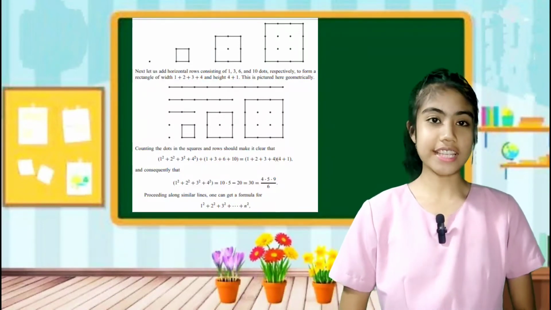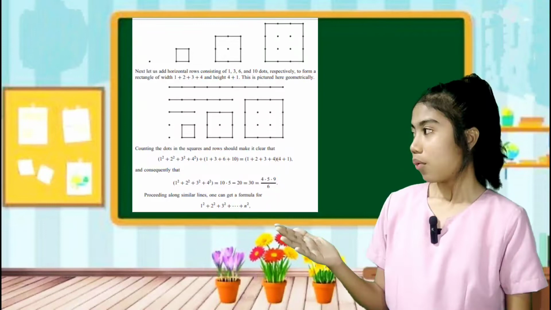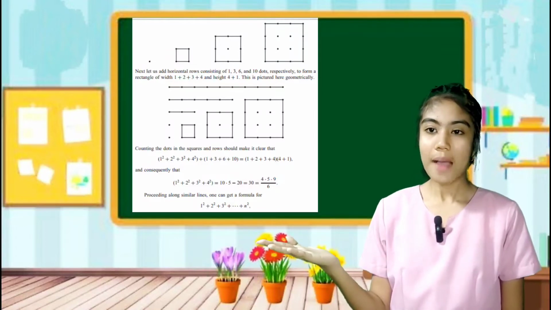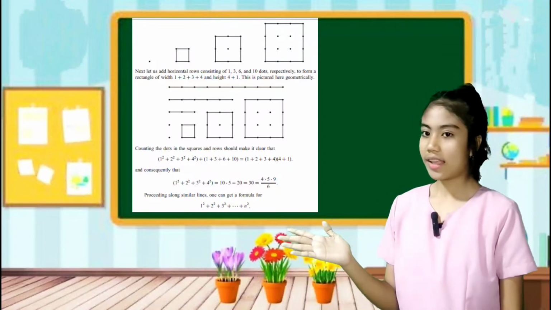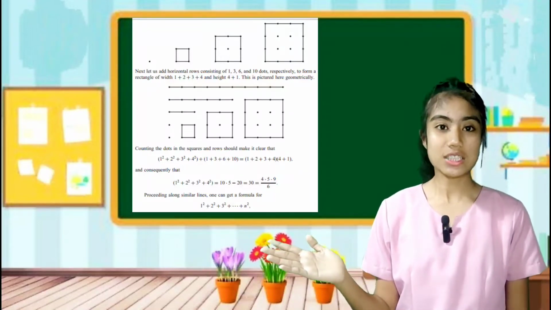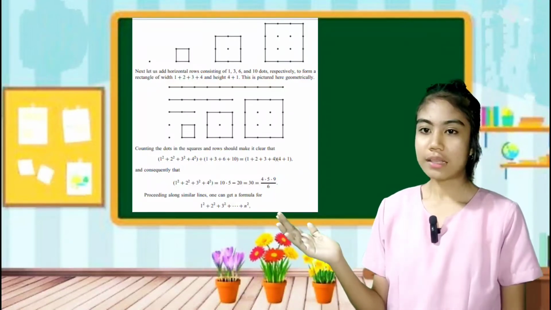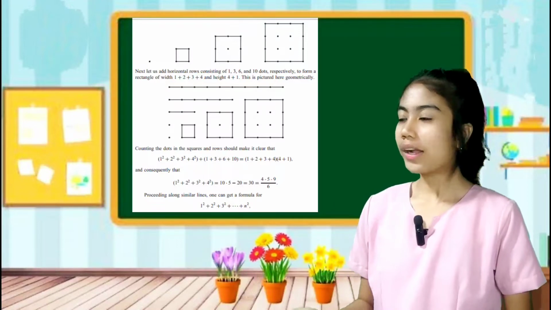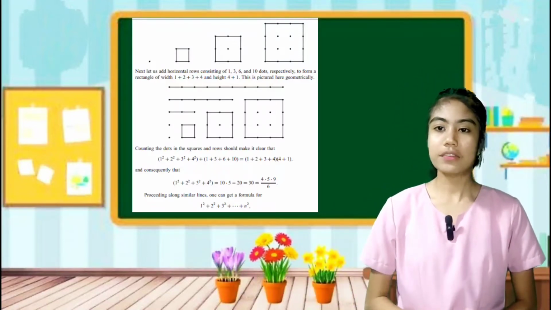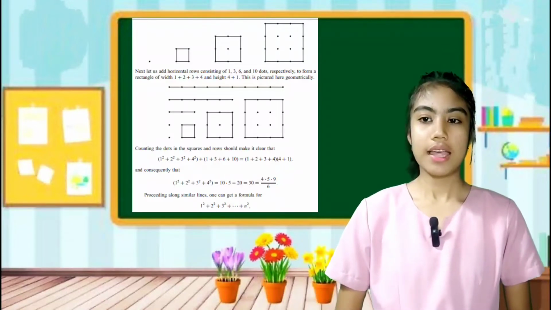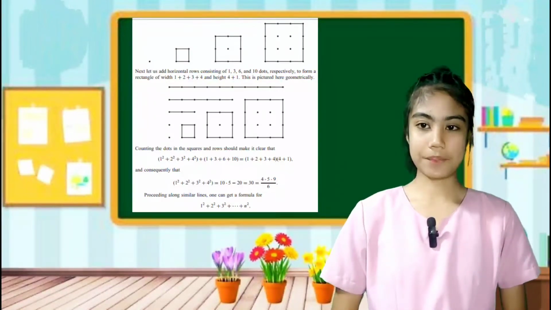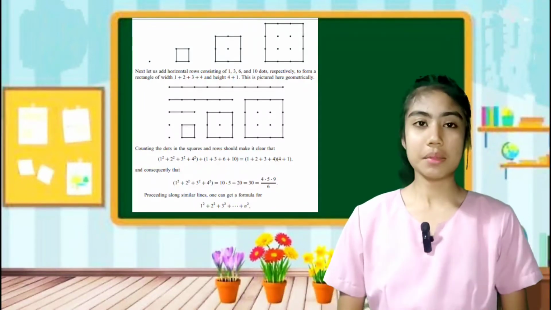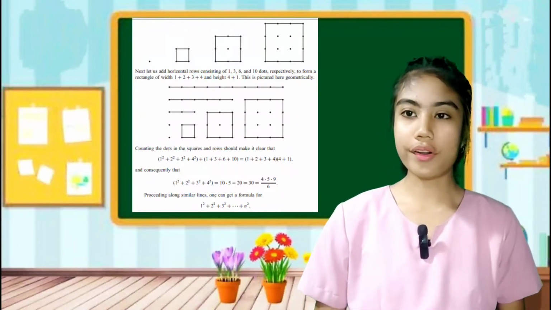Counting the dots in the squares and rows should make it clear that 1 squared plus 2 squared plus 3 squared plus 4 squared plus 1 plus 3 plus 6 plus 10 is equal to (1 plus 2 plus 3 plus 4) times (4 plus 1). And consequently, that 1 squared plus 2 squared plus 3 squared plus 4 squared equals 50 minus 20, which is equal to 30. 4 times 5 times 9 over 6 is 30. Proceeding along similar lines, one can get a formula for the sum of n squares.